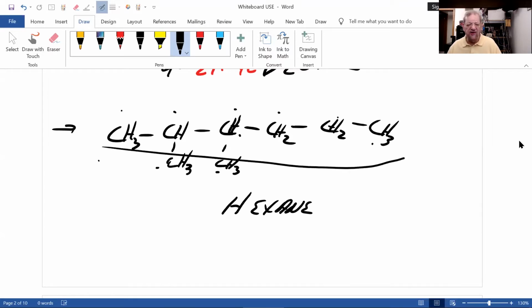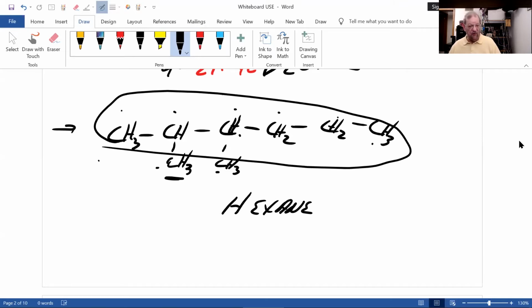So as soon as I say hexane, this is accounted for. Oh, look, CH3, methyl group. There are 2 of them. And when you have 2 of something, we use the prefix di. When you have 3, we use the prefix tri. 4 is tetra, and I've never encountered that in my career, so I don't think you will either.